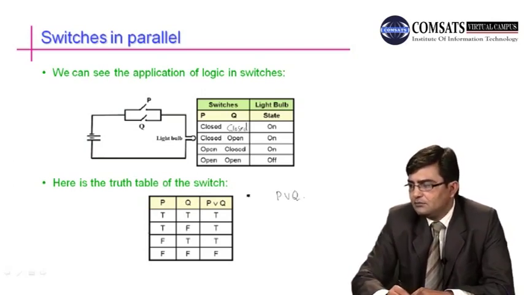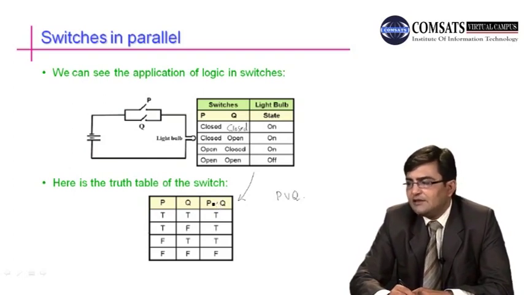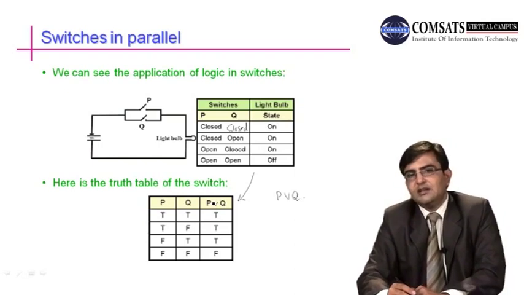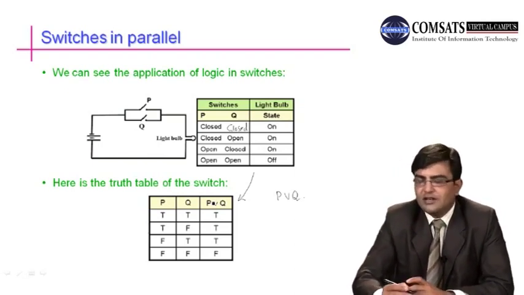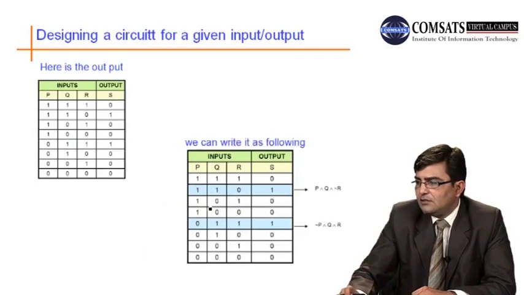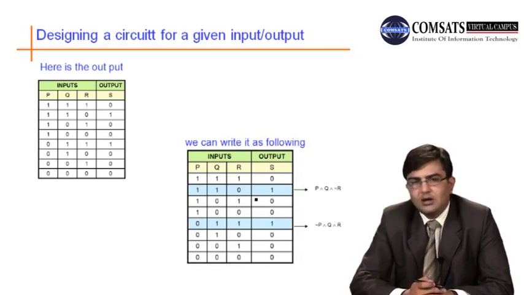In logical form, we can write the truth table like this, in terms of T or F, and P or Q in terms of the logical disjunction operator. So these are daily life examples of disjunction and conjunction operators which you see in your homes and daily routines. Next is how to design a circuit for a given input or output.